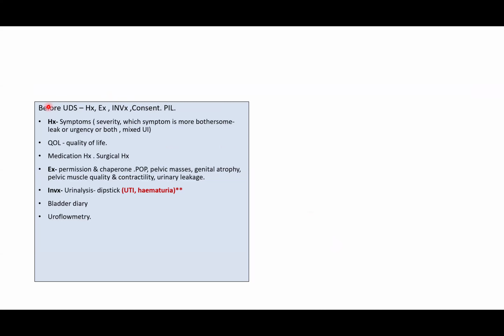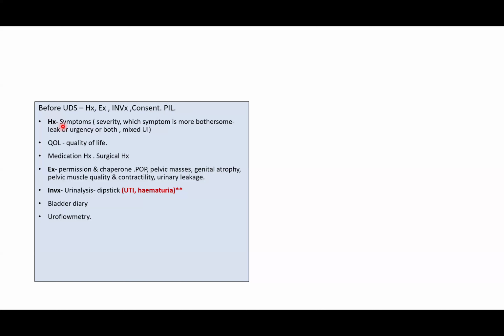Now, how do we do it? So just give a brief idea about how we do the urodynamic studies. So we have to take a brief history from the patient, offer examination, investigations. She should give the consent, informed consent has to be taken from the patient. Give her the patient information leaflet about the procedure.